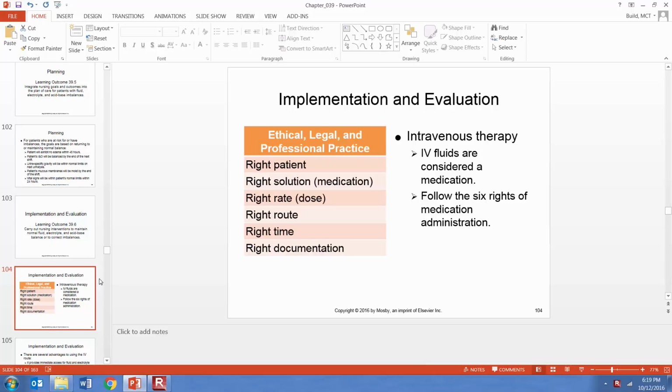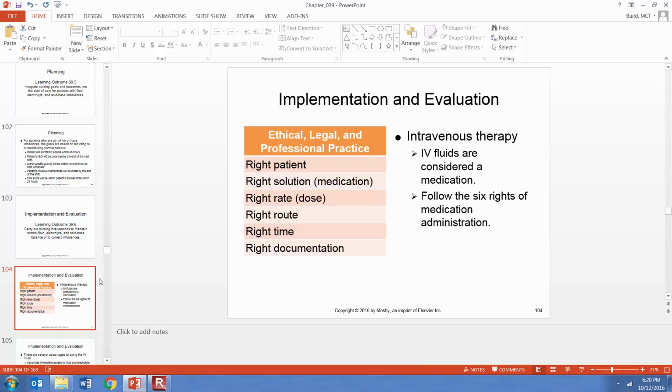So first of all, we're going to start with IV therapy. So IV therapy is considered like giving a medication, so we need to do our 6 rights. That would be the right patient, right solution, or drug or medication, right rate, which would be our dose. The rate is what we're programming into our IV pump, so our cc's per hour. The right route, which of course is IV.